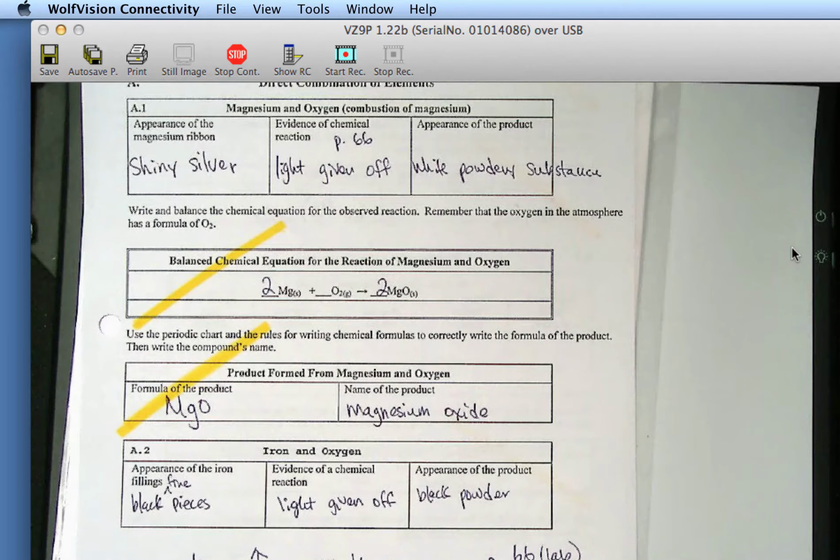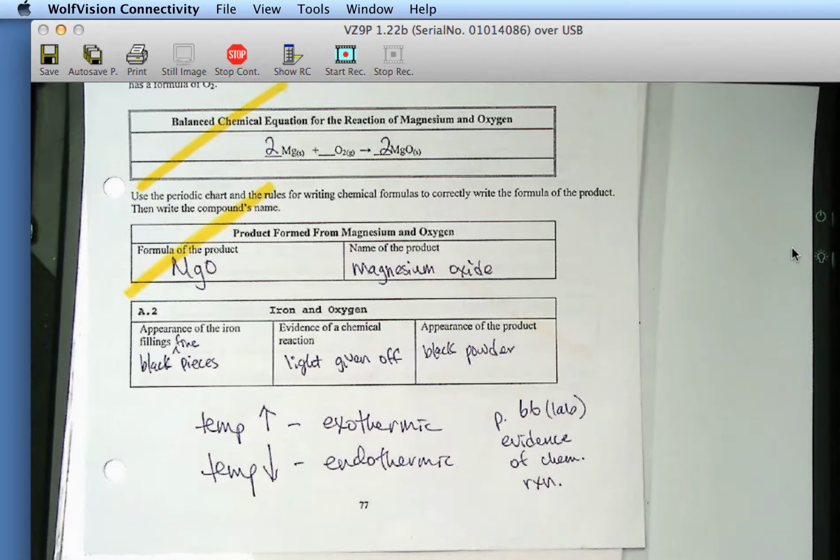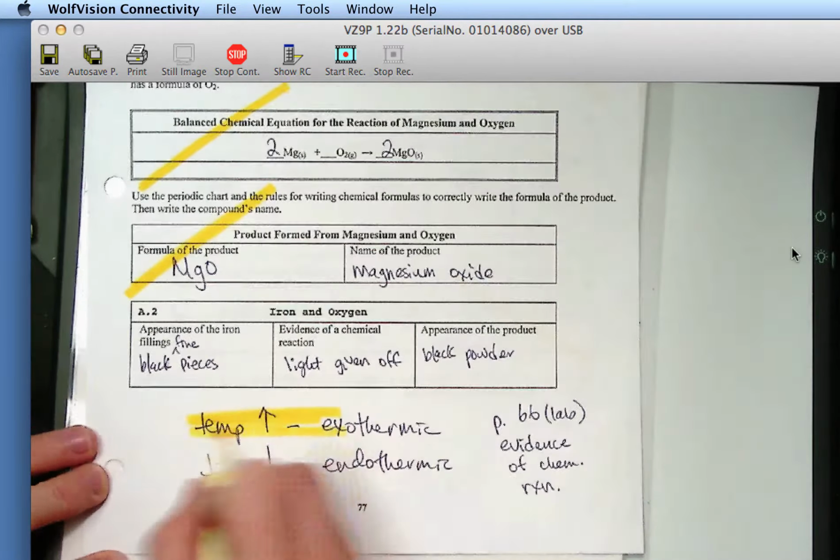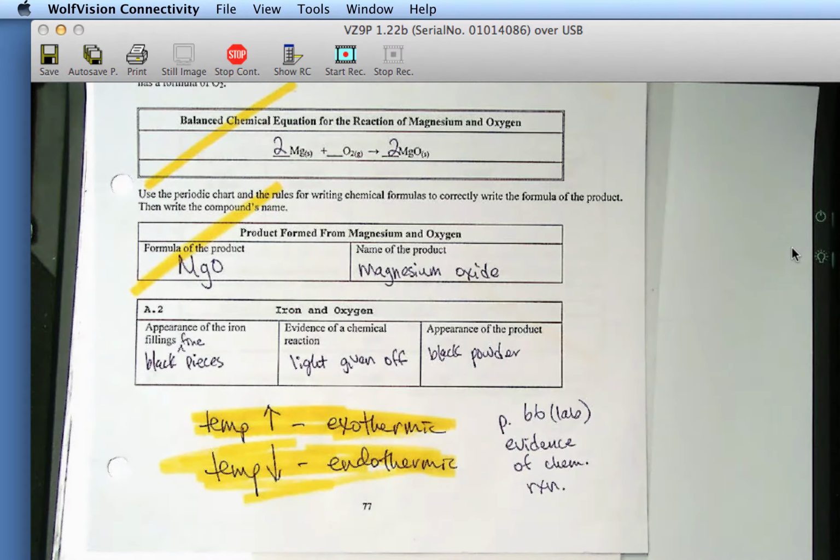The one thing from this lab, balancing equations, classifying the type of reaction, direct combination, single replacement, double replacement, decomposition, that's something you need to know for the lab exam. The other thing you need to know for the lab exam is this. When you measure a temperature increase, that's going to be exothermic because heat is being given off. When you see a temperature decrease, that's endothermic because it's taking in heat from the surroundings to make this reaction possible.